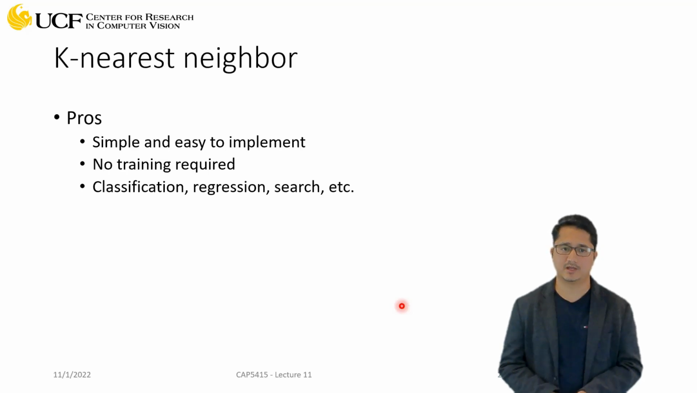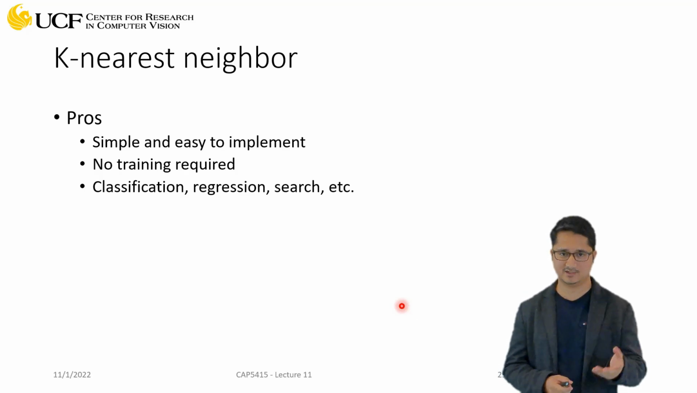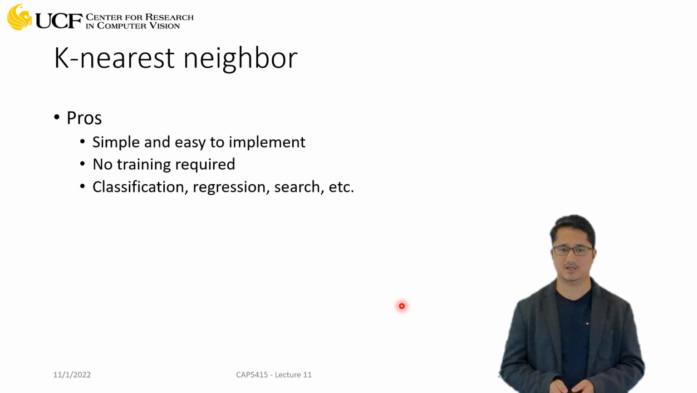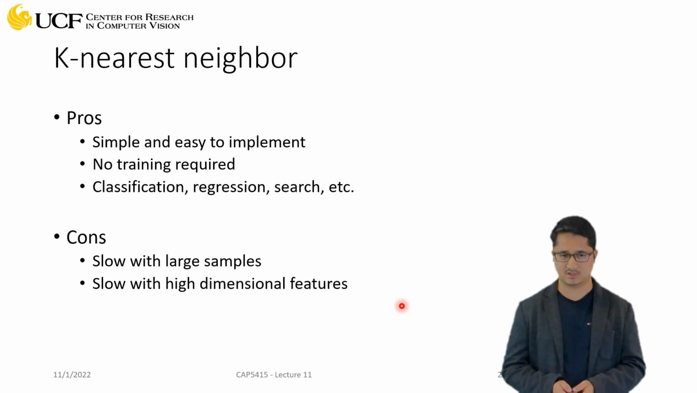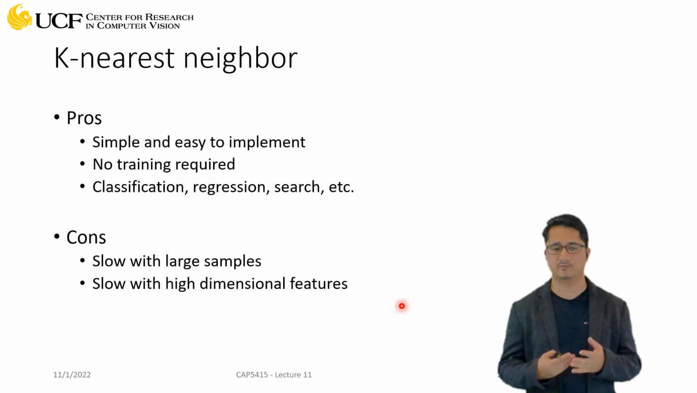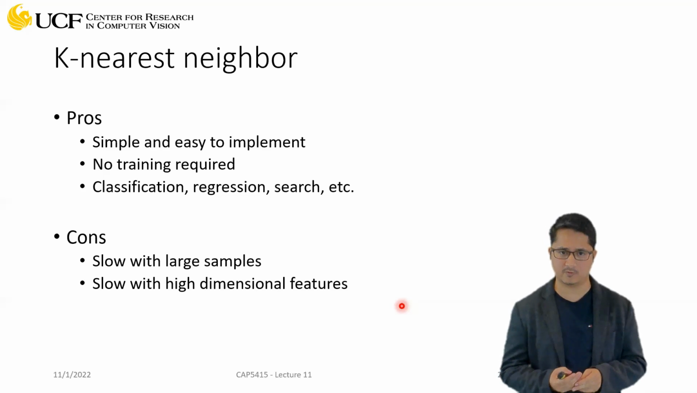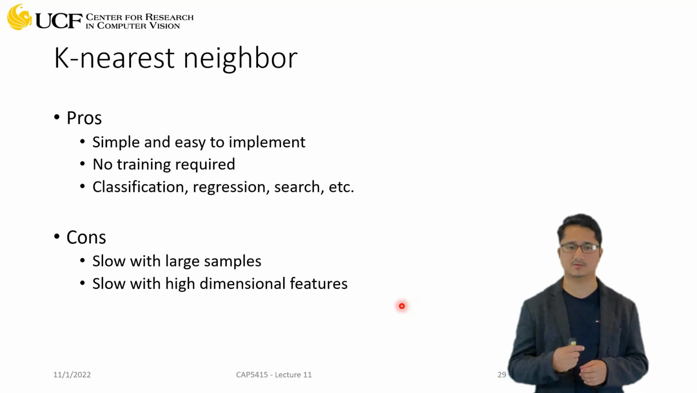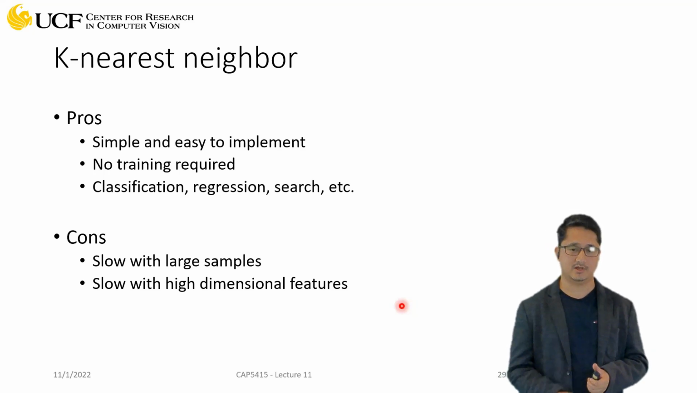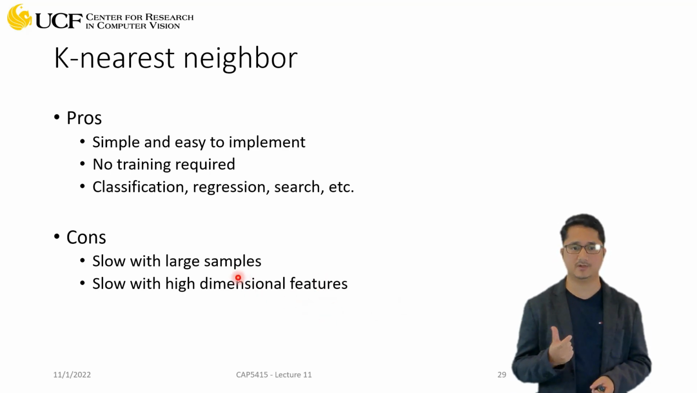So the good thing about k nearest neighbor, you don't need any training, and it's very simple and easy to implement. You will see that in your programming assignment, and it can be used for classification, regression, or search, a lot of different problems. Now the issue is, performance is one issue. It won't perform really well in most of the cases. The other issues are if you have a lot of training samples, then it will be very slow, because you have to compute distances with all those samples, right? And if your features are high dimensional, then again, computing that distance will take time.